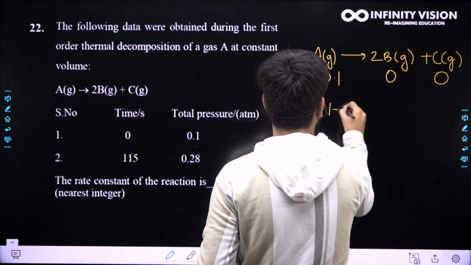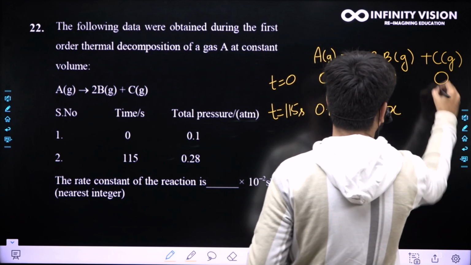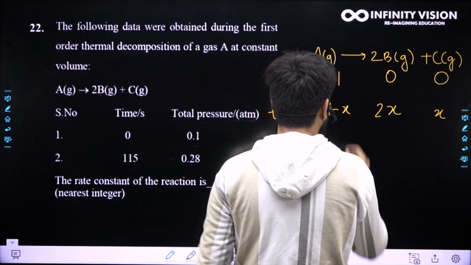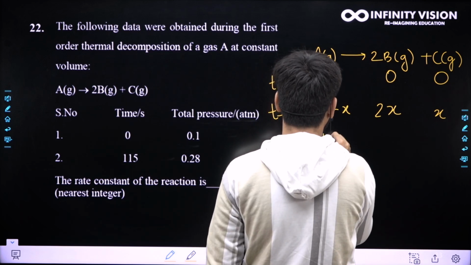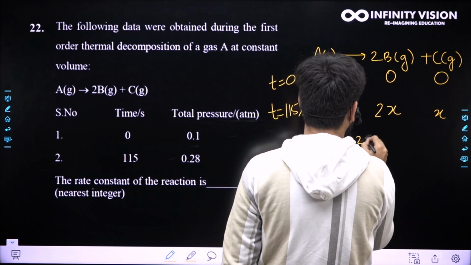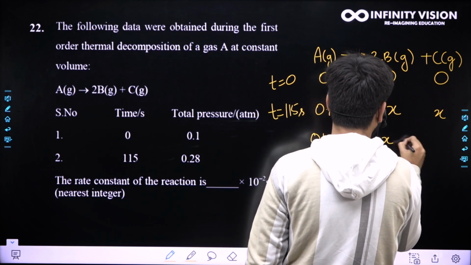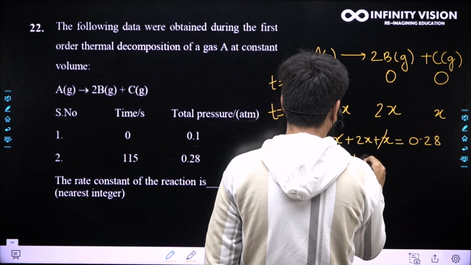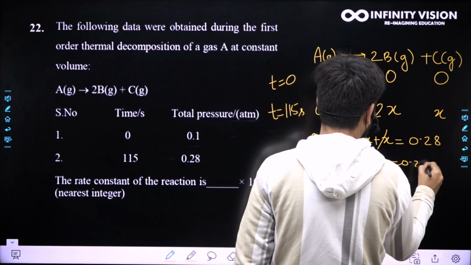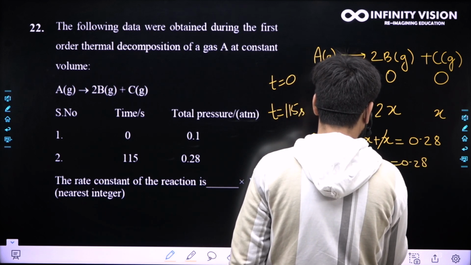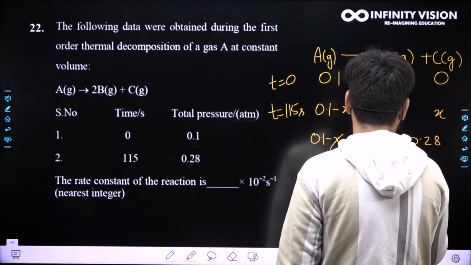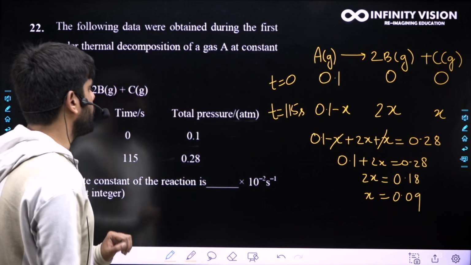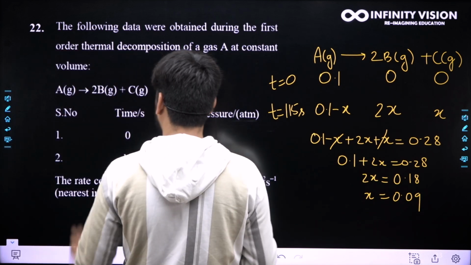it is 0 and 0. Here it will be 0.1 minus x, let's say it is x, it will be 2x, and it will be x. Now the total pressure after 115 seconds is 0.28, that means 0.1 minus x plus 2x plus x gives you 0.28, right? So we have 0.1 plus 2x is 0.28. So 2x will be 0.18 and x will be 0.09.